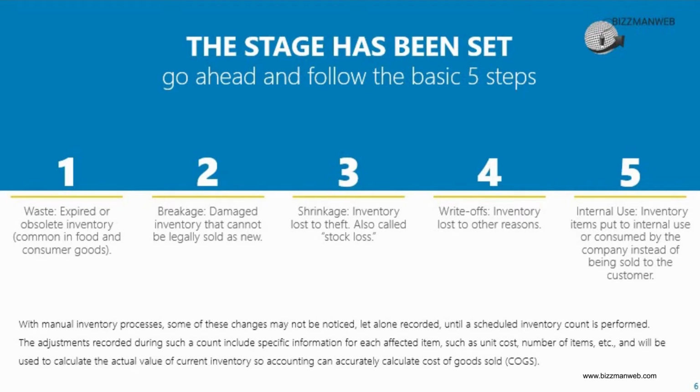With a manual inventory process, some of these changes may not be noticed, let alone recorded, until a scheduled inventory count is performed. The adjustments recorded during such a count include specific information for each affected item, such as unit cost, number of items, etc., and will be used to calculate the actual value of current inventory, so accounting can accurately calculate cost of goods sold.